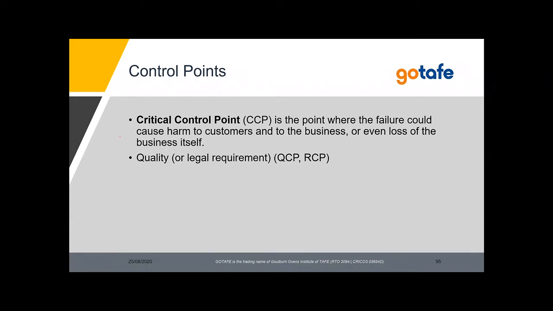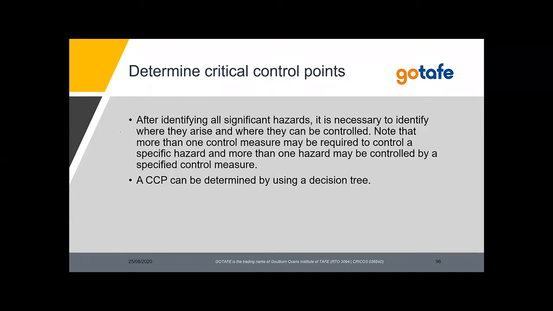So we have discussed the several steps of the HACCP plan, and we have found the hazards already. Then we need to decide which one is the critical control point, which are the quality control points, and potentially there will be some legal control points as well. The critical control point is the point where failure could cause harm to the consumers and also to the business, of course, even loss of the business itself. The consequence of that would be catastrophic. So how do we determine whether that step is going to be a critical control point or not?